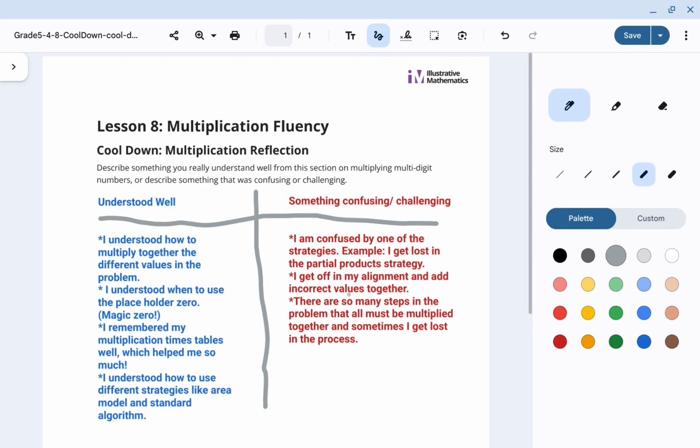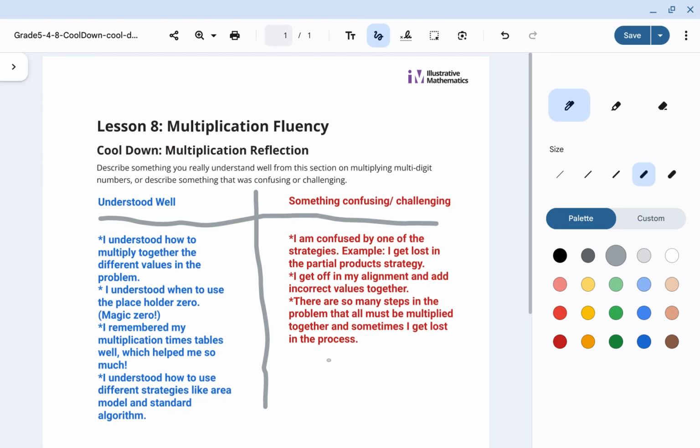So particularly with partial product strategy, for some of us, that is definitely not a go-to. It might feel a little bit more clunky than the other strategies, while other students simply love it, and that's okay. The second one I've listed is getting off in the alignment and therefore adding incorrect values together. We want in our partial products to add the ones place with the ones place, the tens place with the tens place, and so on. We've got to keep our work nice and neat and aligned to avoid common errors, right? Of simply adding incorrect values together because our work gets a little sloppy or difficult for us to read.